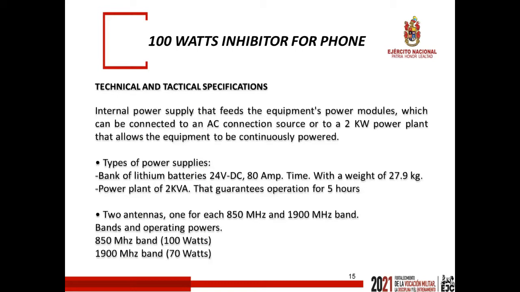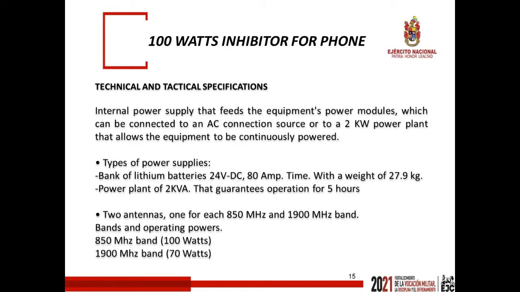Its technical and tactical specifications include an internal power supply that feeds the equipment's power modules, which can be connected to an AC source or to a 2 kilowatt power plant that allows the equipment to be continuously powered. Types of power supplies: bank of lithium batteries, 24 volts, 80 amperes, with a weight of 27, maybe 28 kilograms. Power plant of 2 kilowatts that guarantees operation for 5 hours.